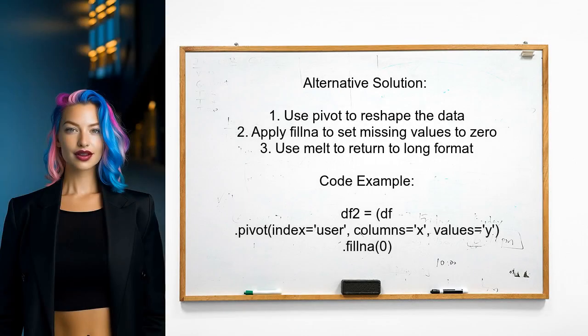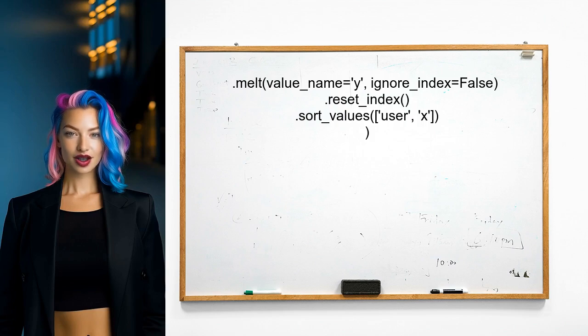Another user suggests an alternative approach using Pandas. They recommend utilizing the pivot function to reshape the data, followed by fillna to replace missing values with zeros. Finally, they use melt to convert the data back into a long format.